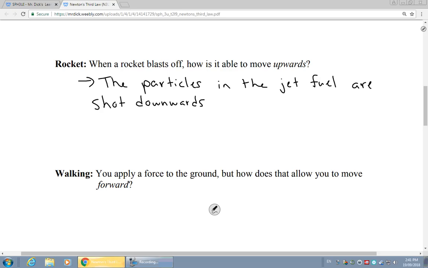So that's the one object, the rocket, applying a force to the jet fuel to push it downwards. And the jet fuel, it's a whole bunch of small particles, but you can imagine it to be sort of one common object, a collection of particles combining together. If they're shot downwards, we know they need to apply a force back onto the spaceship itself, onto the rocket, in the opposite direction.